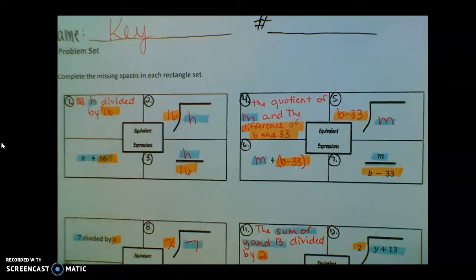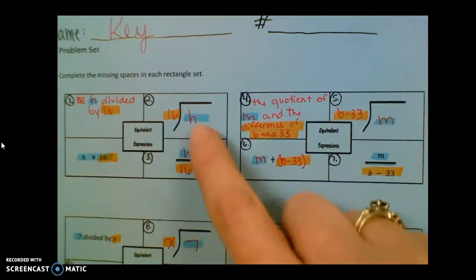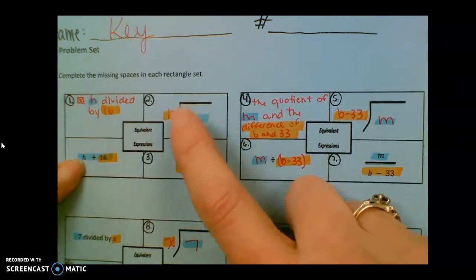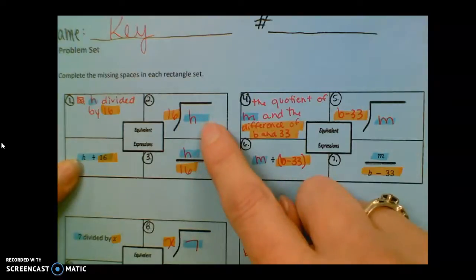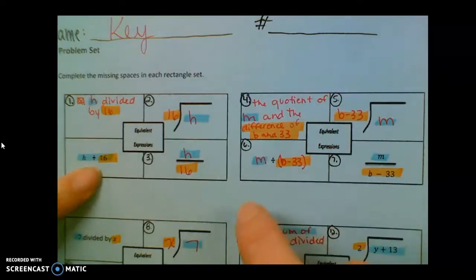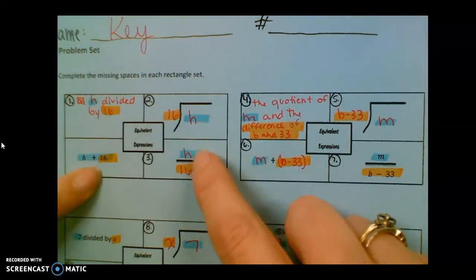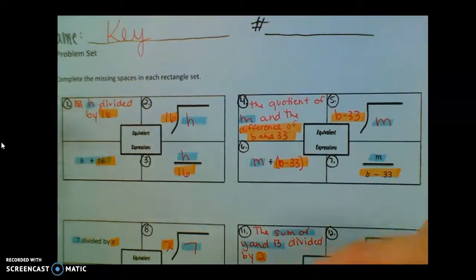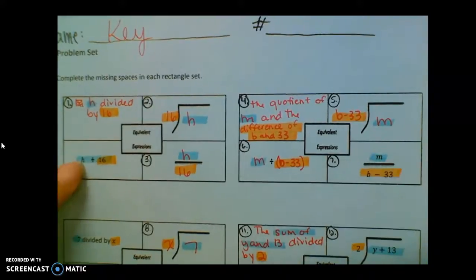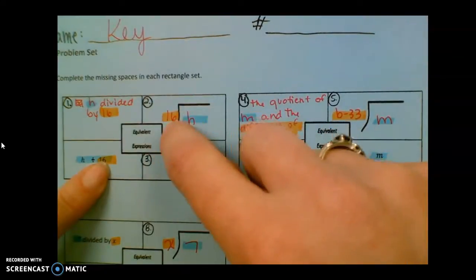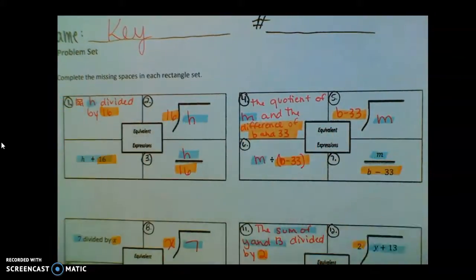For number 2, h is going to always be our dividend, so you can see that as our blue marker. In the long division symbol, it should be h divided by 16. This is the given, and then h divided by 16. Again, think of that strategy of reading them out loud. They should all say the same thing: h divided by 16.